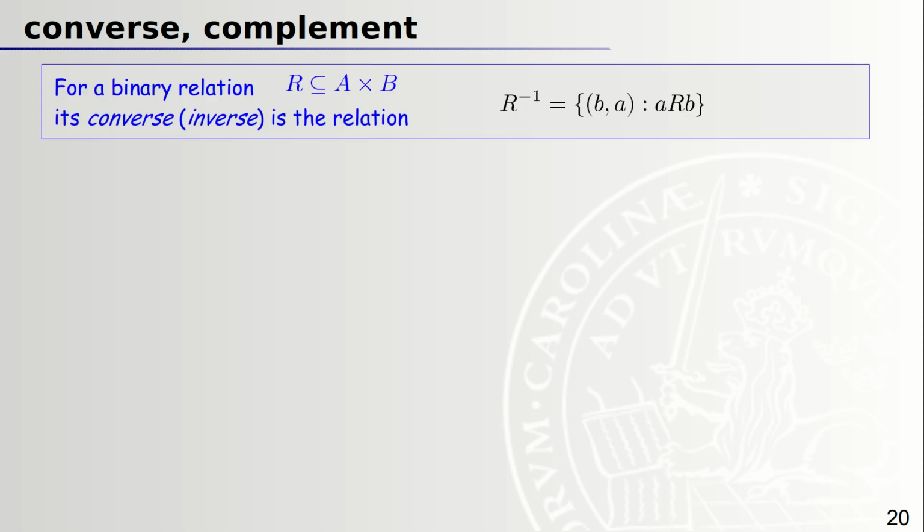and building its complement. The converse of a relation is produced by taking every pair in it and flipping it. That is, exchanging its first and second component. We write the converse of a relation R by giving it simply the exponent minus 1.